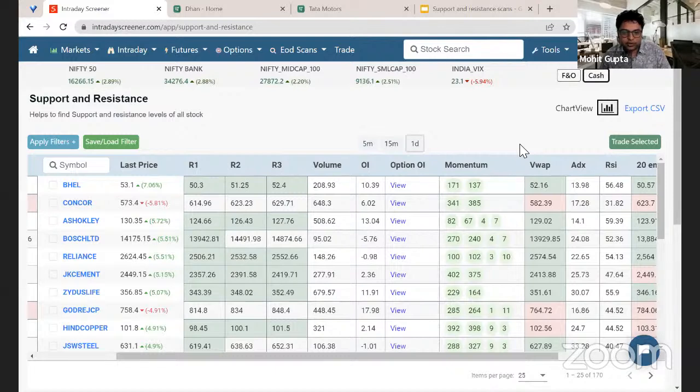So how much time does it take to update price on the intraday screener? Once you log in with your Dhan account, it will be updated every 1 minute or 30 seconds. Okay, but you have to log in with your Dhan account for that.